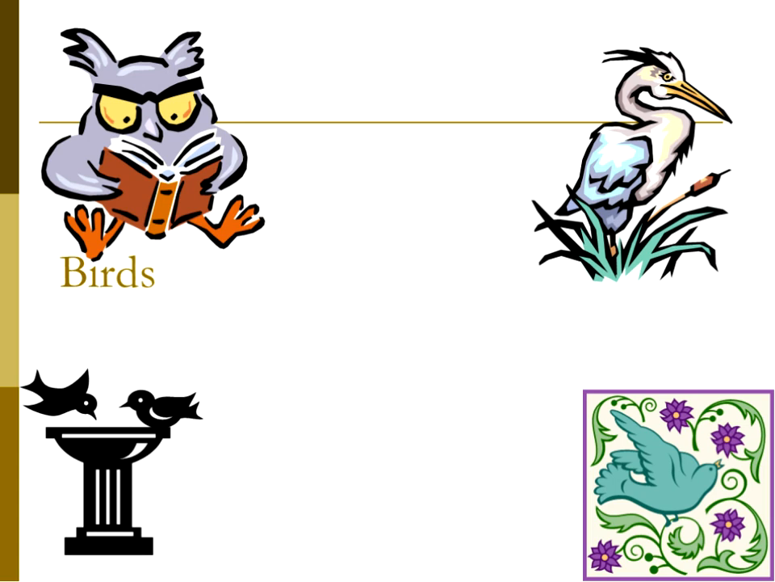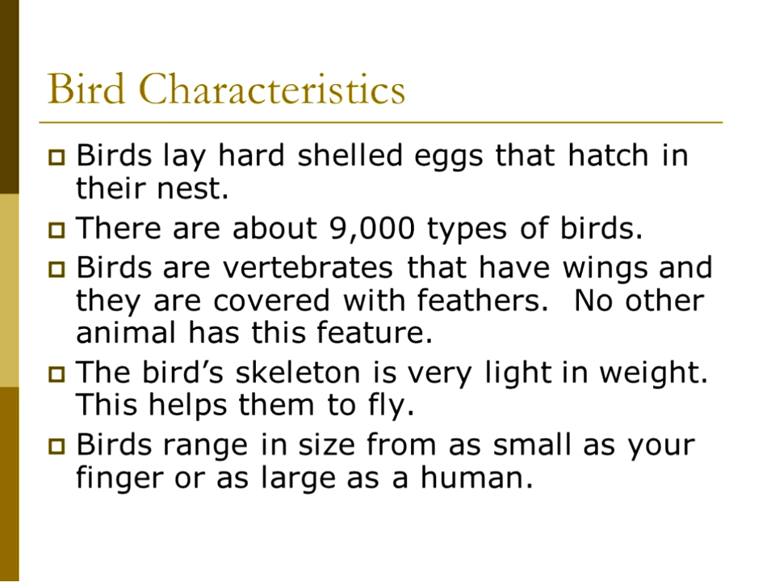All right, next were the birds. Genetically and evolutionarily speaking, they are the closest relative to the dinosaurs after they went extinct. So if you want the closest thing to look like a dinosaur, look at the birds. They lay hard-shelled eggs that hatch in a nest, just like dinosaurs did. There are about 9,000 current types of birds on Earth right now.